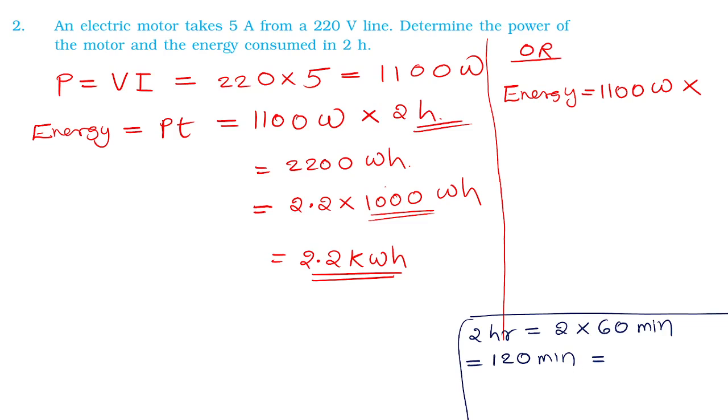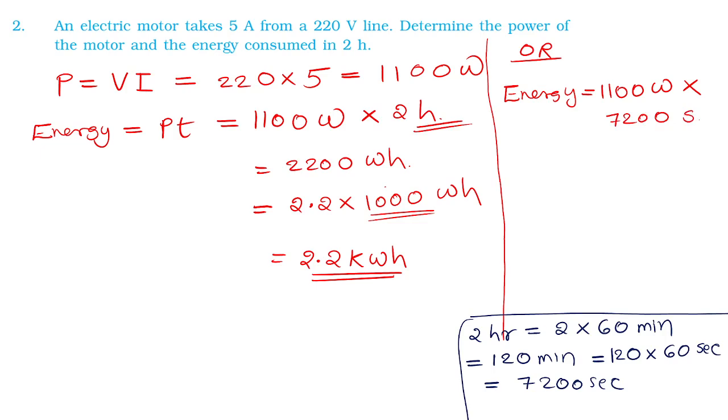It's very simple, right? 1 minute is equal to how much second? 1 minute is 60 seconds. So 120 minutes will be 120 into 60 seconds. You will get a larger value if you want the answer in joules. 120 into 60 will be 7200 seconds. First the hour should be converted to minutes, then that minute should be converted to seconds. If you want the answer in joules, the time should be in seconds. So 2 hour is actually 7200 seconds.